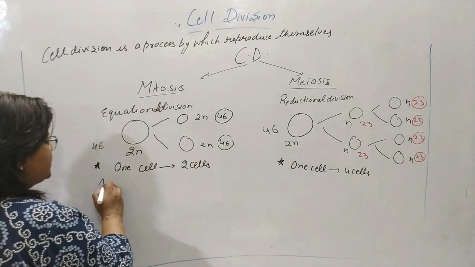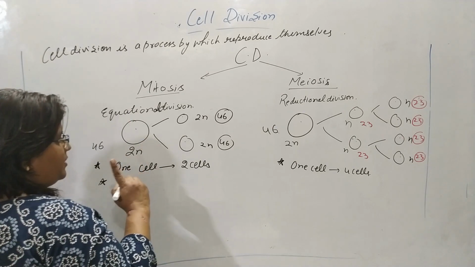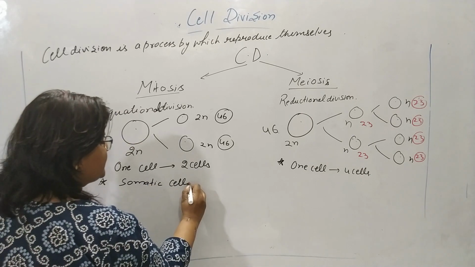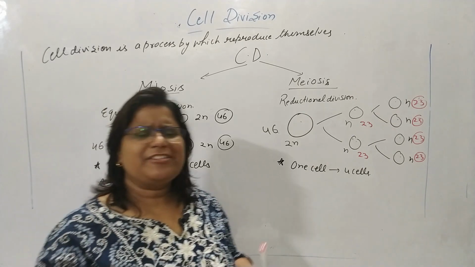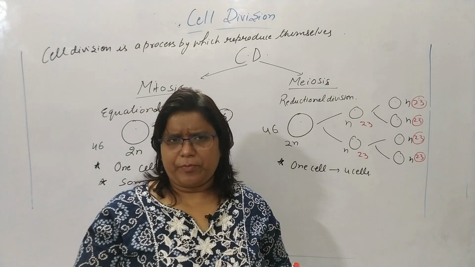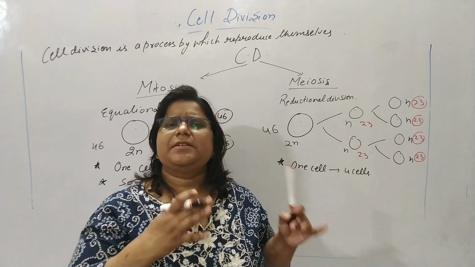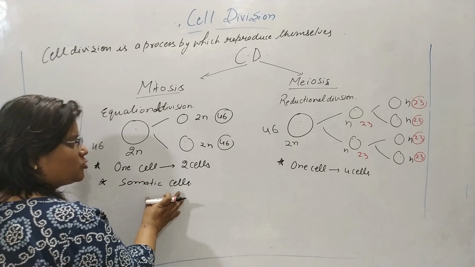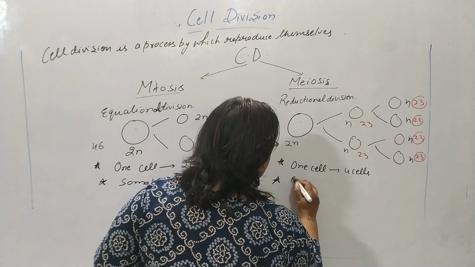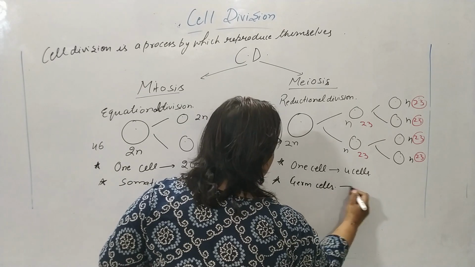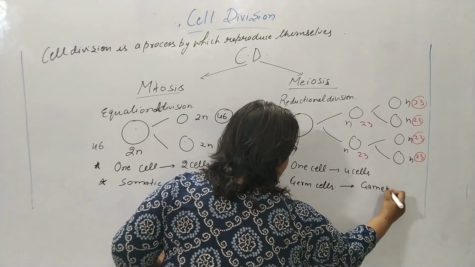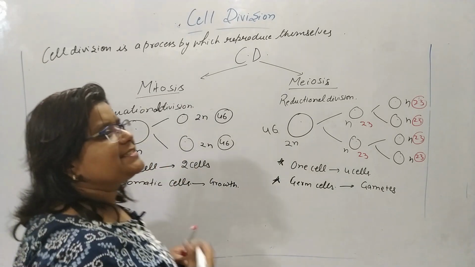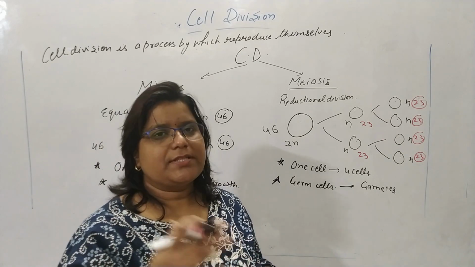Mitosis is performed by the somatic cells. Somatic cells are the normal cells which are not involved in gamete formation, meaning all cells except germ cells are somatic cells. In meiosis the germ cells are involved, which produce the gametes, whereas the somatic cells are involved only for growth and to increase the number.